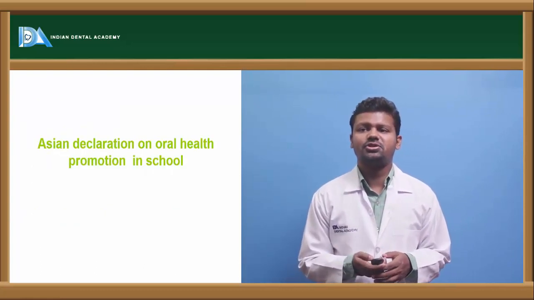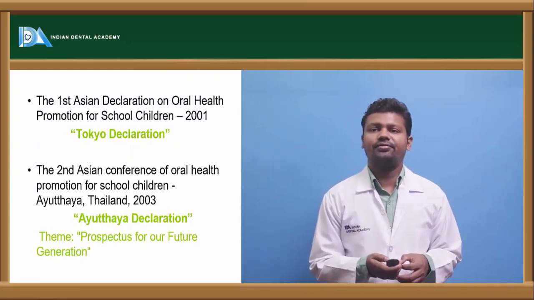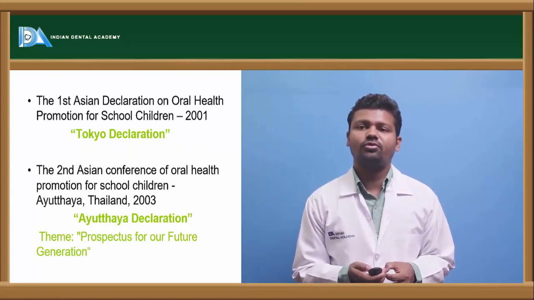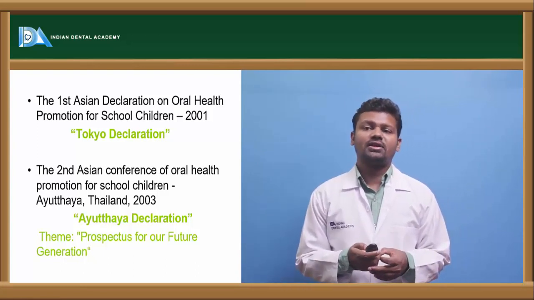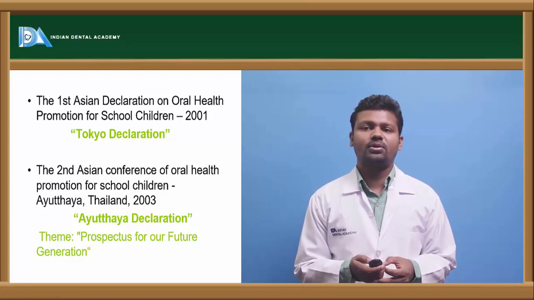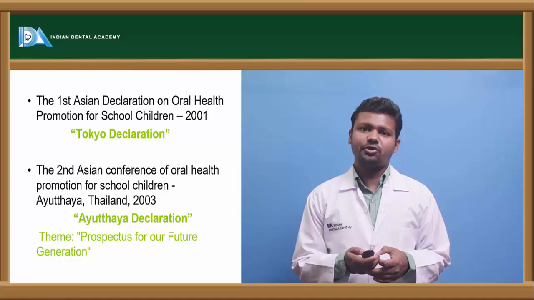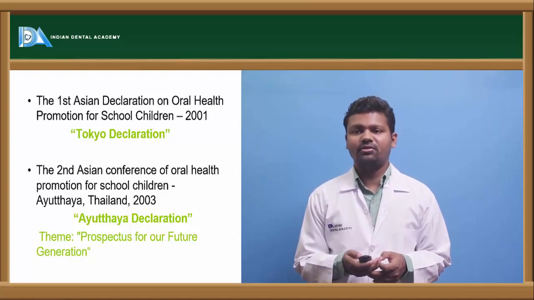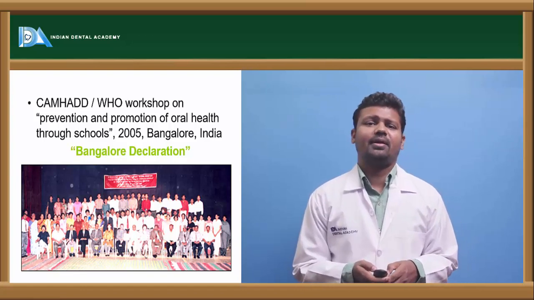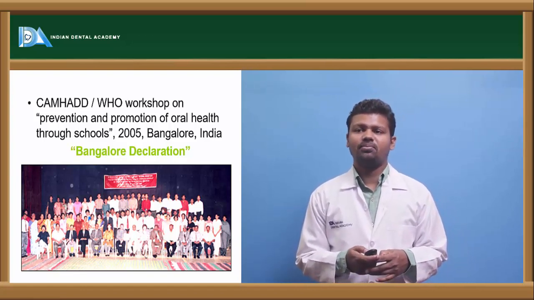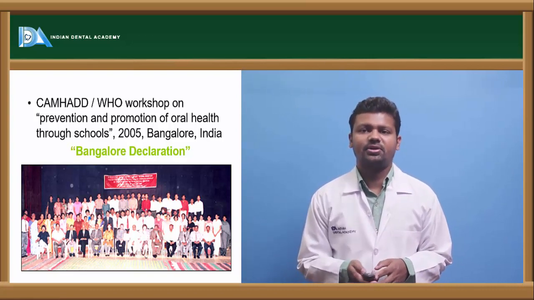In the Asian Declaration of Oral Health Promotion, two declarations were made. In the first Asian Declaration, oral health promotion for school children was carried out in 2001, known as the Tokyo Declaration. The second Asian Conference of Oral Health Promotion of School Children, at Ayutthaya in Thailand in 2003, had the theme Prospectus of the Future Generation. This is the campaign WHO workshop, Prevention and Promotion of Oral Health Through School. The Bangalore Declaration has also been done.